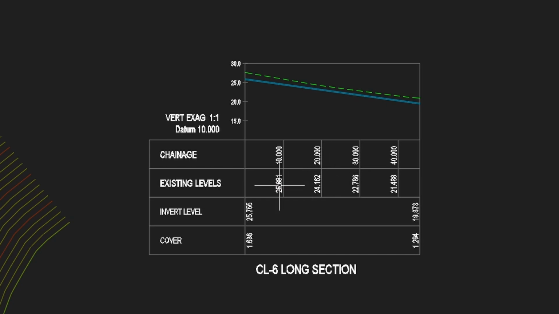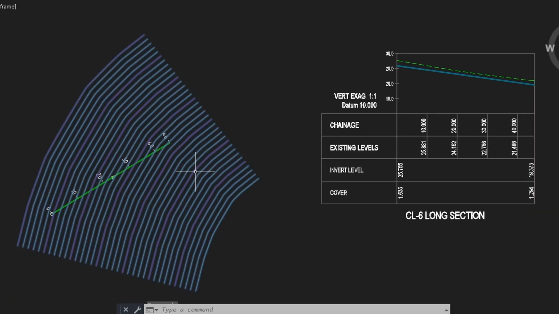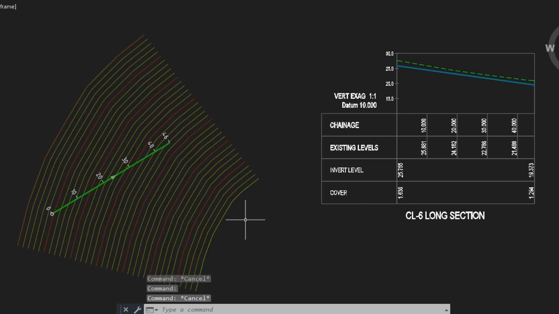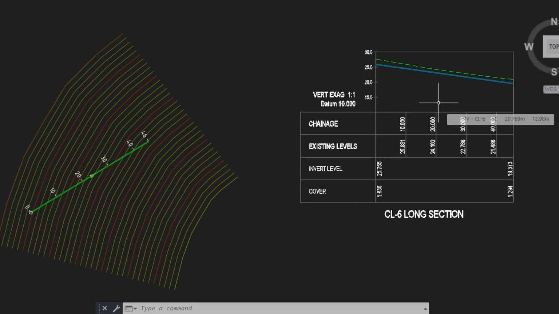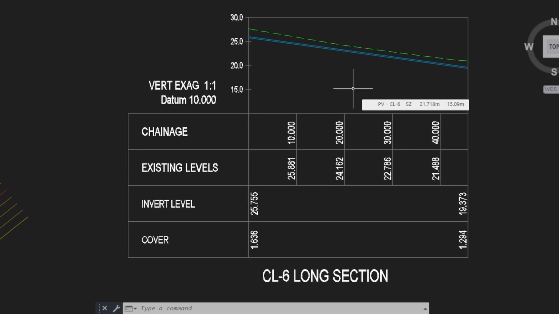Hey guys, in this video, I'll be showing you how to customize profile view styles and properties. Okay, so right now you can see I have a surface over here, I have an alignment, and I've also drawn in a pipe network, which I've shown on my profile view. And you can see I've customized this profile view to look pretty nice.